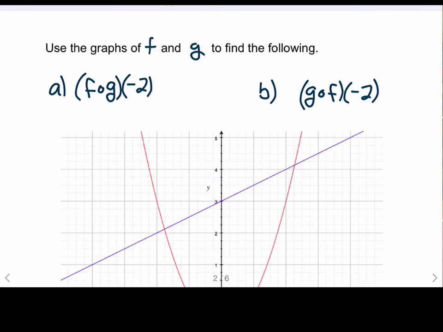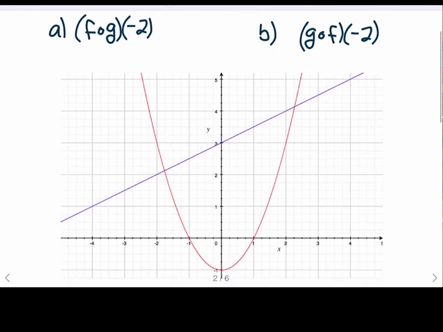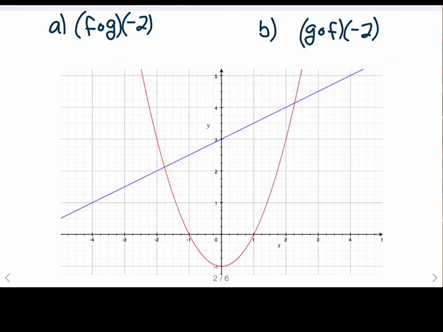So here we have directions: use the graphs of f and g to find f composed with g of -2 and g composed with f of -2. I should label these. The blue linear graph is f, and the red parabola is g. And no, you don't get to arbitrarily name functions like that, but I do. So we're looking at f composed with g of -2, which means we need f of g of -2. And so somehow I need to figure out what g of -2 is.